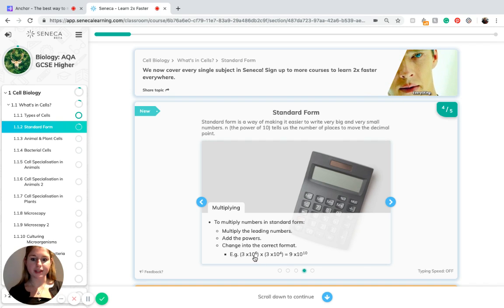Then we add the powers. So in this case, it's 10 to the power of 6 and 10 to the power of 4, and 6 plus 4 is 10. So the overall answer would be 9 times 10 to the power of 10.